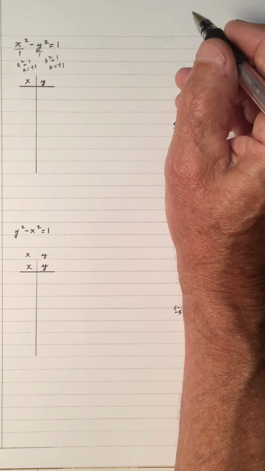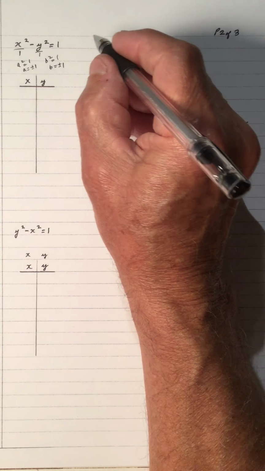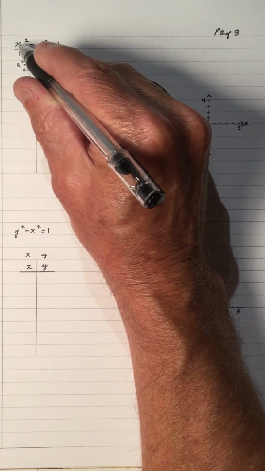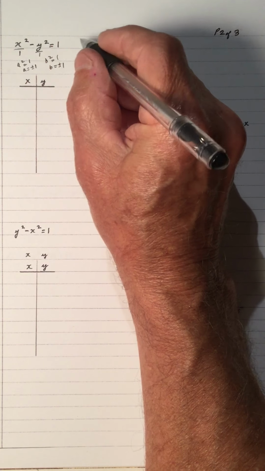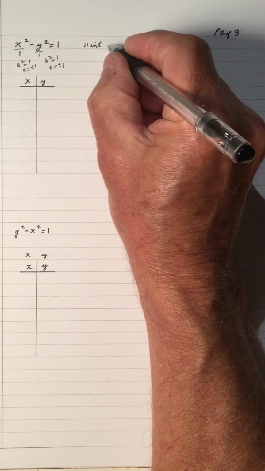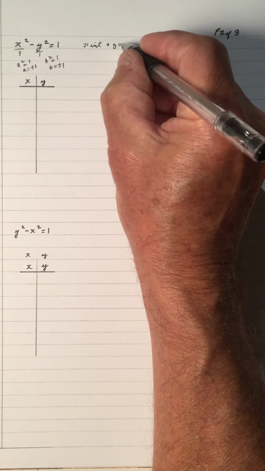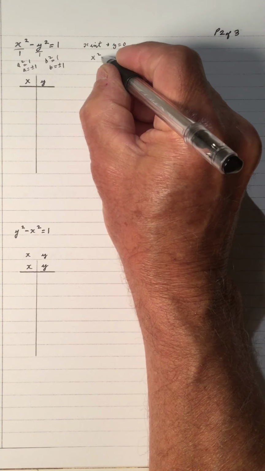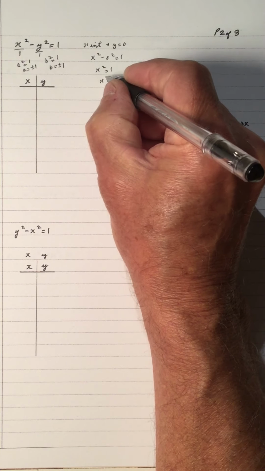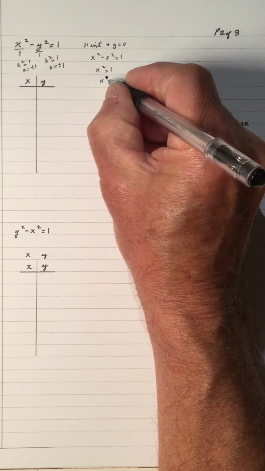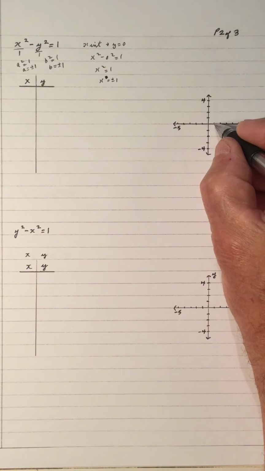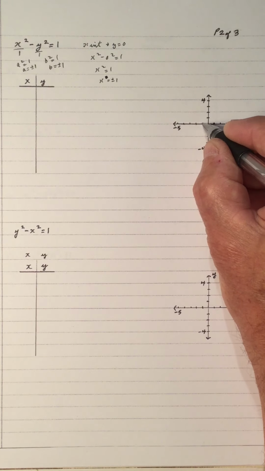Let me explain further. But before I do that, notice the positives with the x and the negatives with the y. So let's look at the x-intercepts of this hyperbola. The x-intercepts is when you make y equals 0. So if we take the equation and put 0 in the place of y, x squared equals 1, x is plus or minus 1. So the x-intercepts are plus and minus 1, which is here and here.